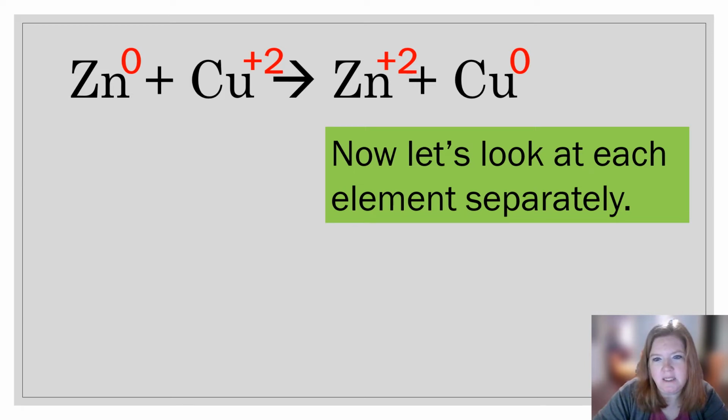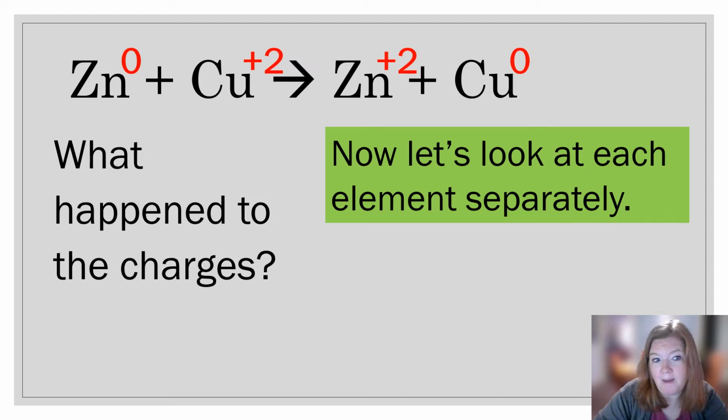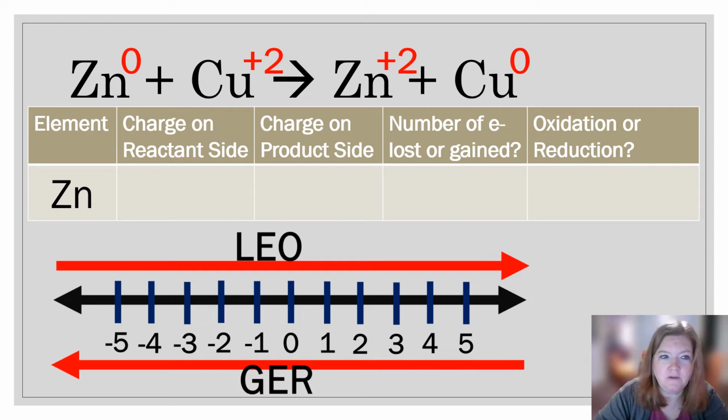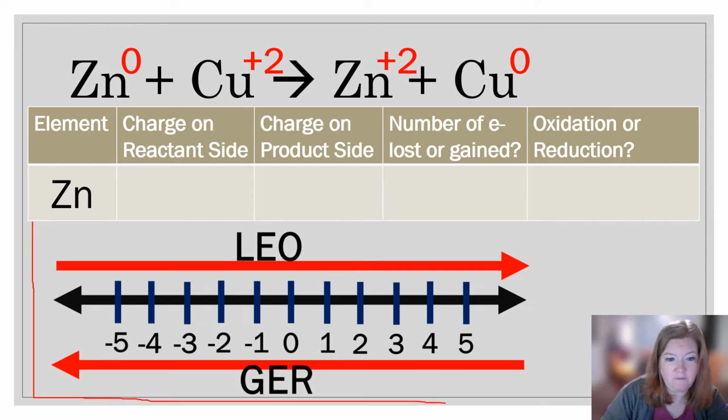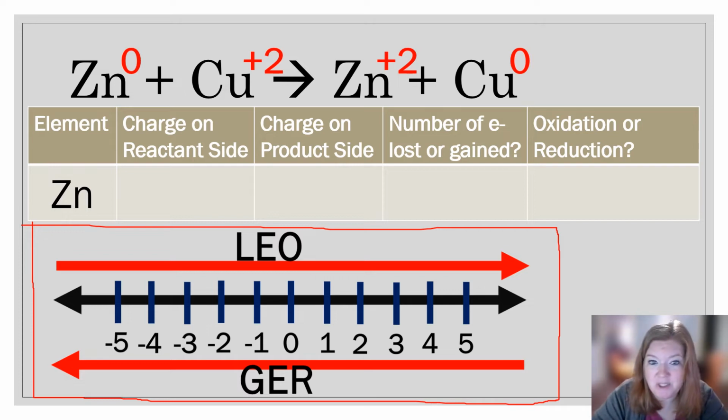Okay, so let's look at each element separately and find out what happened to the charges. So how did they change? Are you ready? Okay, here's the first one. We're going to look at Zn. Every single time I have one of these questions, I'm going to sketch this. I could sketch it one time on some scrap paper and keep looking back at it, but I don't want to answer these questions without this, okay?